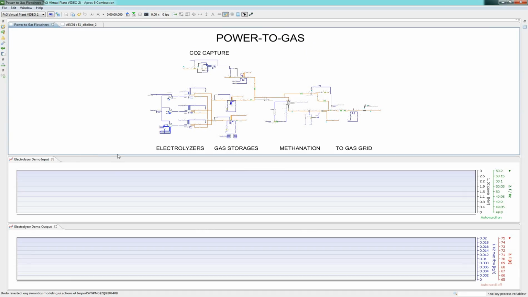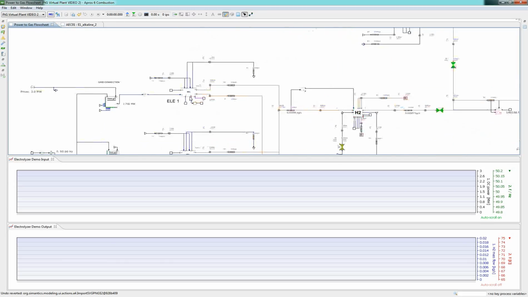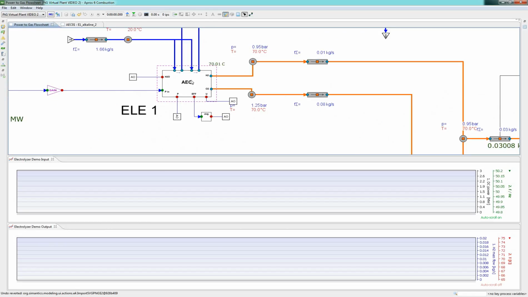The power-to-gas process is shown here in the Apros simulator. On the left, we have the electrolyzers. The model contains three identical alkaline electrolyzer blocks. Each of the electrolyzers takes an input of DC power and based on this calculates the amount of gases produced and heat released. The model is connected also to a cooling water supply with which the cooling is arranged. Next, we will delve into the inner structure of the electrolyzer model.